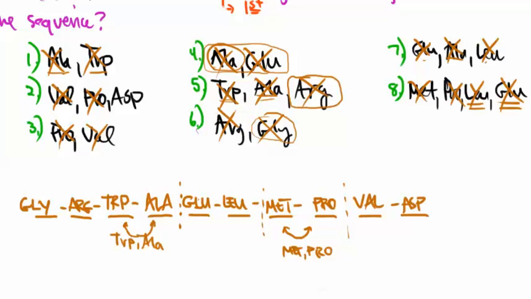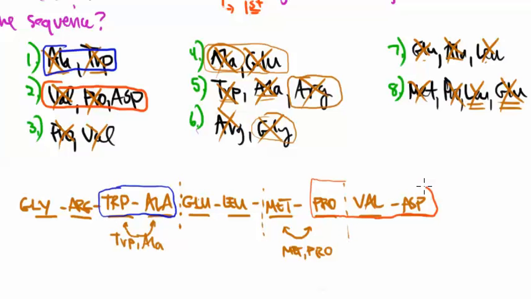So for instance, can we get an alanine and tryptophan to come off together? And the answer is yes, right here they are. So there's the fragment that caused that one. Can we get a valine, proline, and aspartate to come off together? And the answer is yes. Here it is, PRO VAL ASP. So that one checks out. Can we get a proline and valine to come off side by side? Well, yeah, we can. Here it is. Proline and valine can come off together and form a fragment. Okay, just do that for the rest of them.